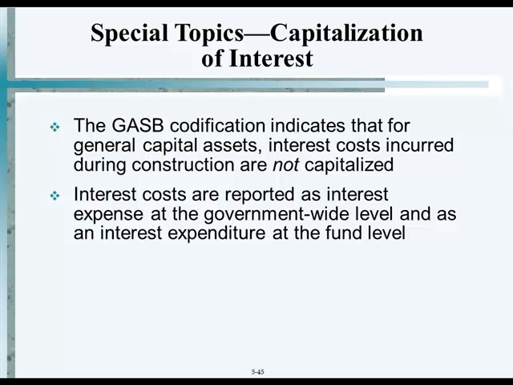So just remember that interest costs are reported at the government-wide level as in here. For general capital asset, interest costs incurred during construction are not capitalized, but interest costs are reported as interest expense, right? If you don't capitalize it, you have to do what? Show it as an expense. Strange, but that's how it works in governments.